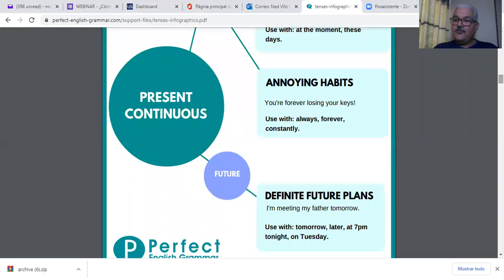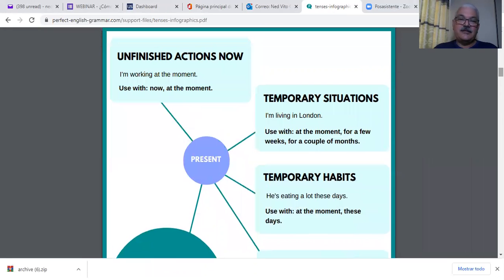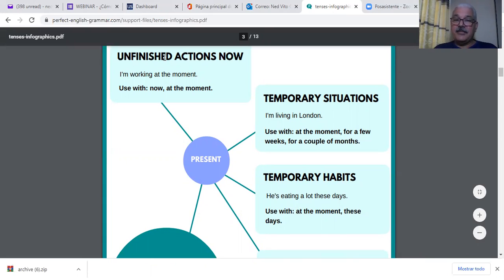Then, for instance, we have the example for each of these. When the action is unfinished, we say, I am working at the moment. That is, I am doing that action and I will continue into the future, but I am doing that right now. In this moment, I am talking to you. In this moment, I am teaching you grammar. So I am working at the moment.